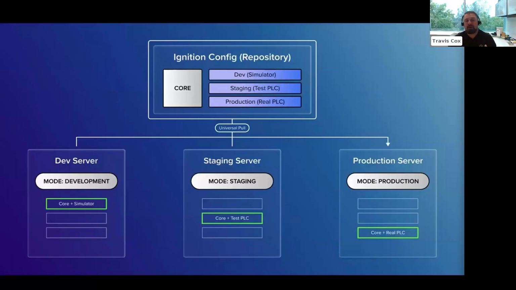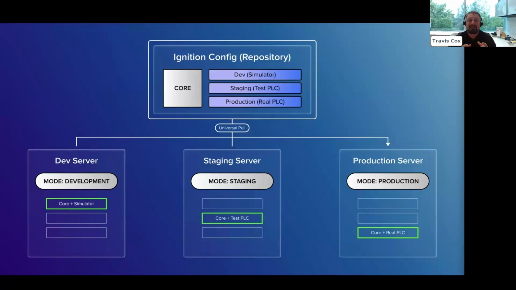So to give you a better look at how the deployment modes work behind the scenes, what you have is a single Ignition configuration that defines all the differences between the environments. So you've got a core set of configuration that's common to all the environments you have. And then for each of those modes, you can have mode-specific resources as well as overrides of the core that allow you to define specifics for that environment. And all of that is defined in one set of Ignition configuration.